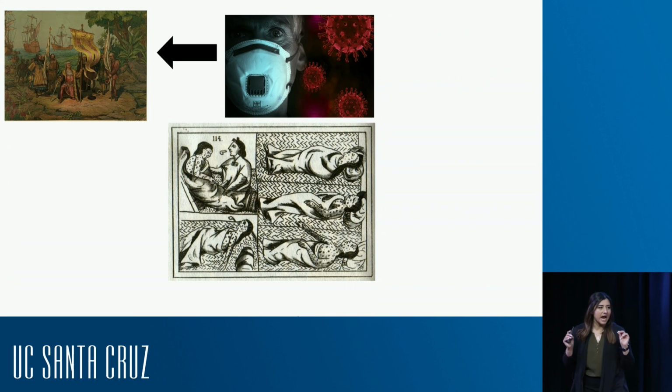One example, back in 1492, Columbus sailed the ocean blue, and he brought diseases that killed up to 90% of the indigenous population of the so-called New World. But the colonizers, not so much. They weren't as impacted by disease.